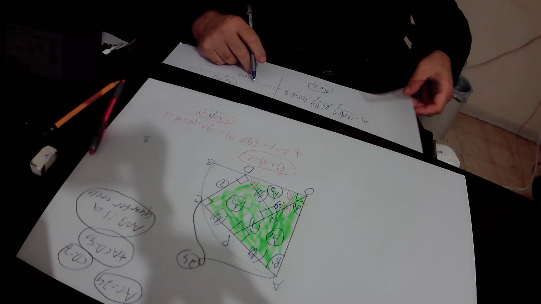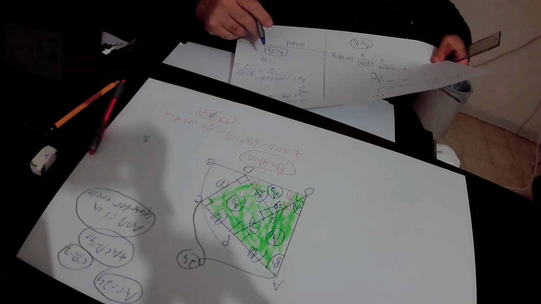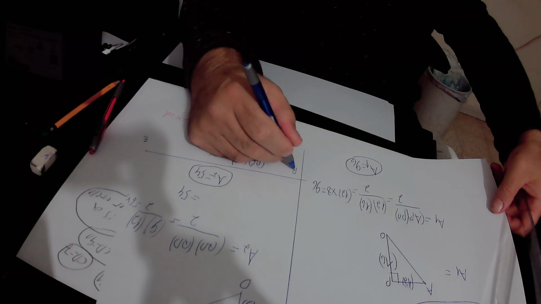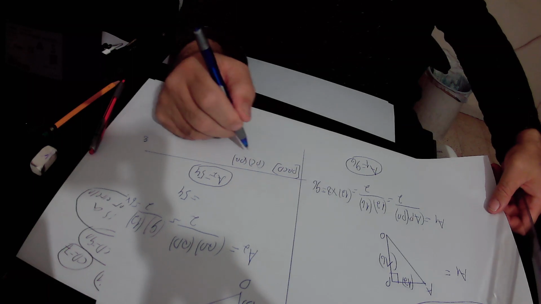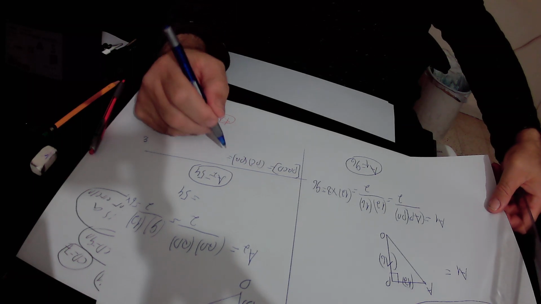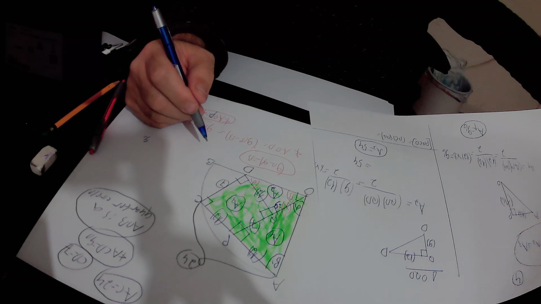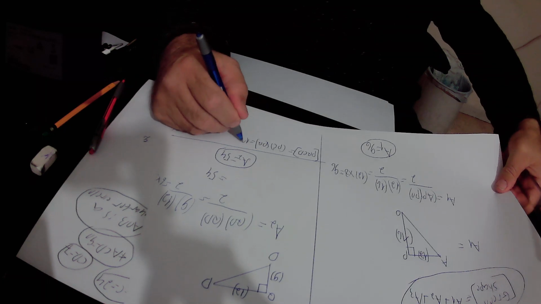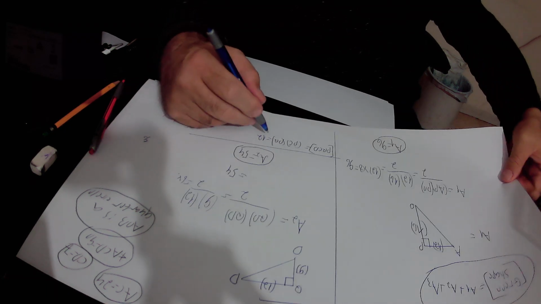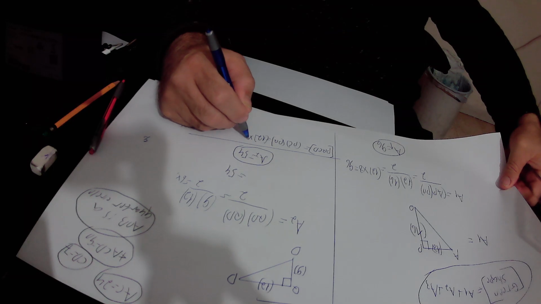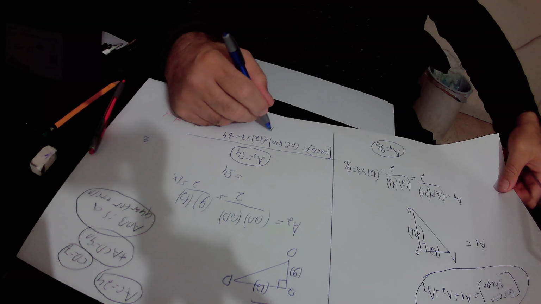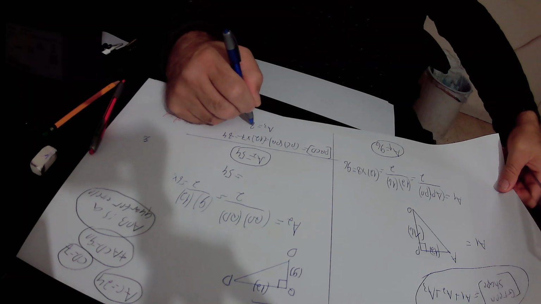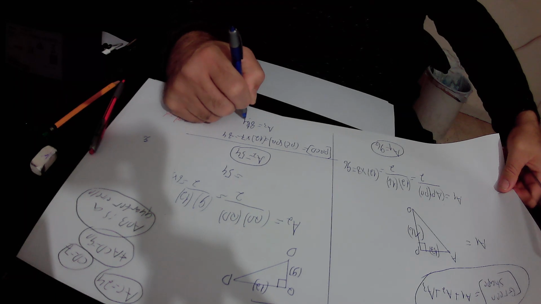So the area of rectangle PQCD equals PC times PQ. PC is 12 and PQ is 7. And 12 times 7 is 84. So in total A3 equals 84 square units.